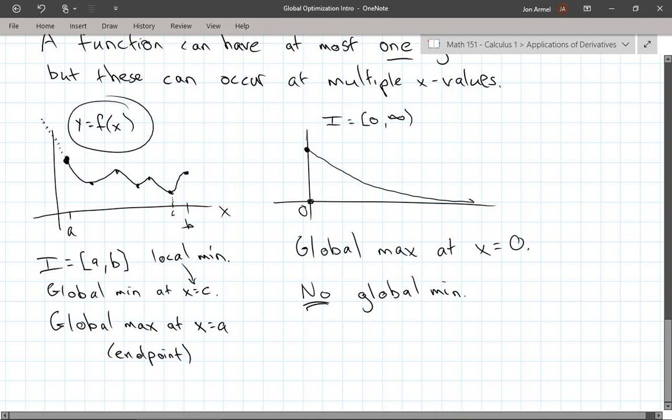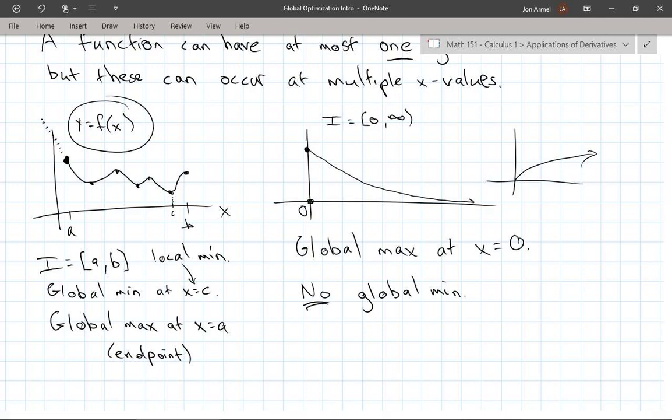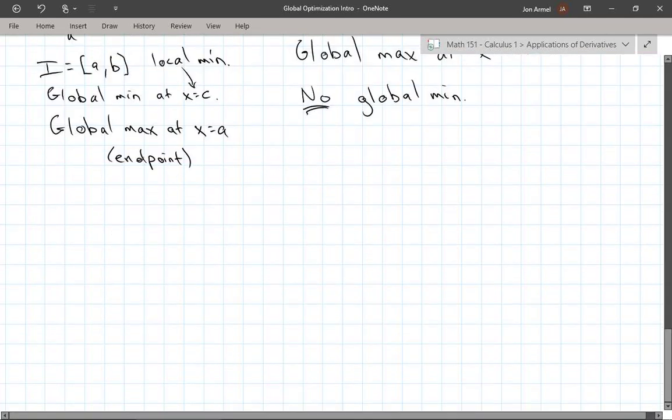And we could also make a function without a global max, right? We could just flip this picture upside down. Maybe we go like that. And now there's no global maximum, but there is a global minimum. Okay, so yeah, that's a little weird. What other weird stuff could happen?